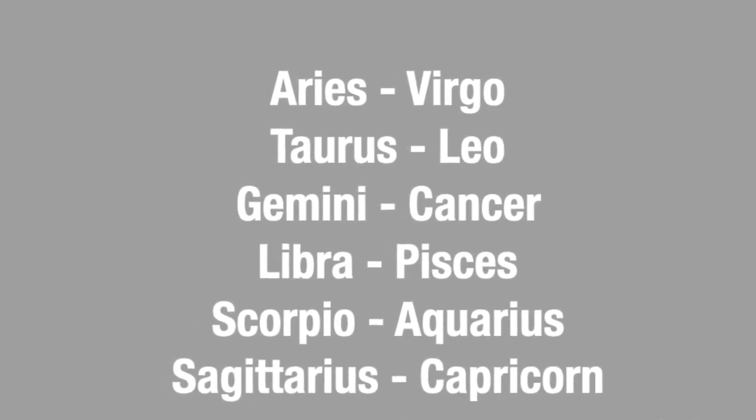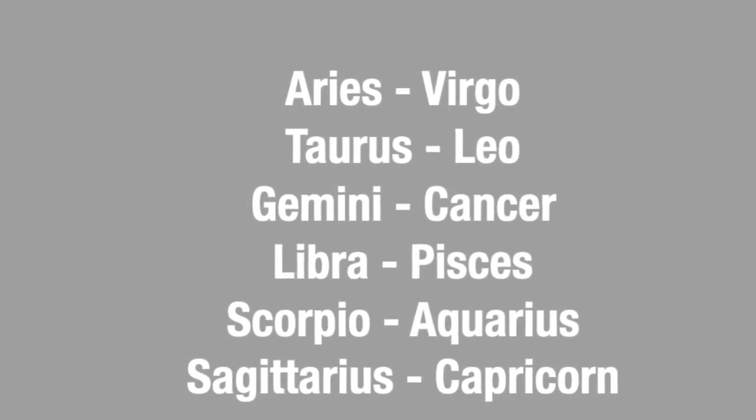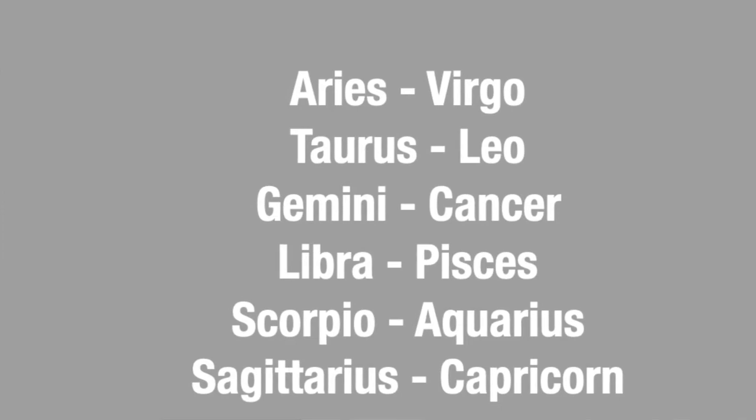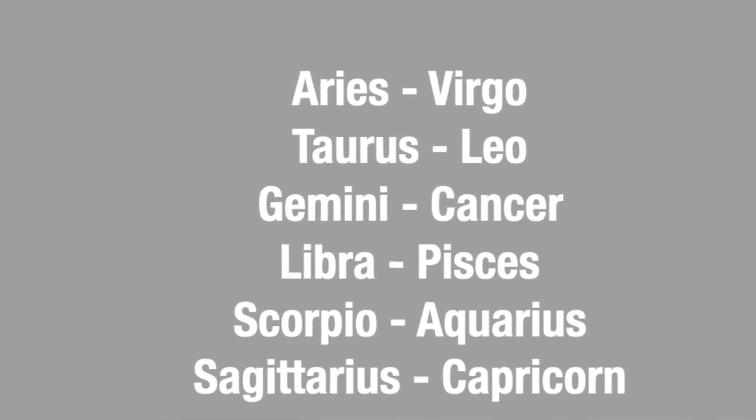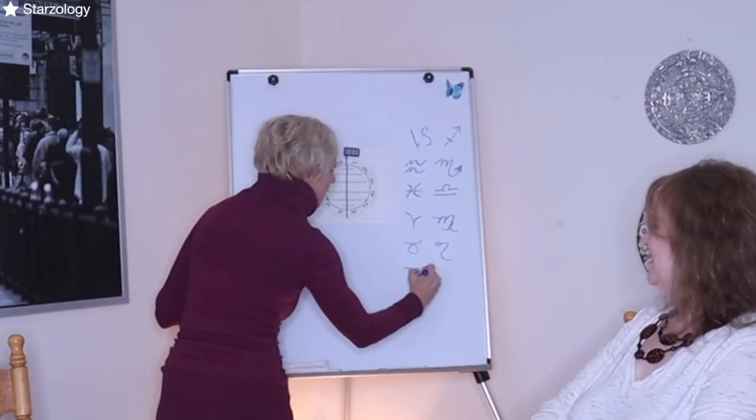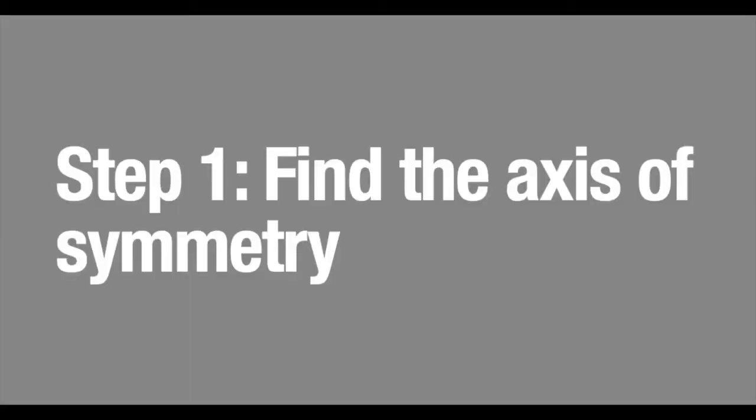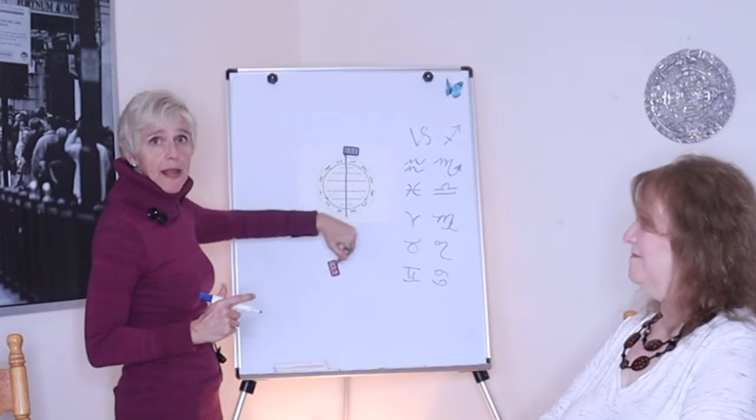So these are the pairs of signs that we are looking for. Aries, Virgo, Taurus, Leo, and then finally Gemini and Cancer. So your first test, step number one, is to find this axis of symmetry, the Capricorn Cancer line.